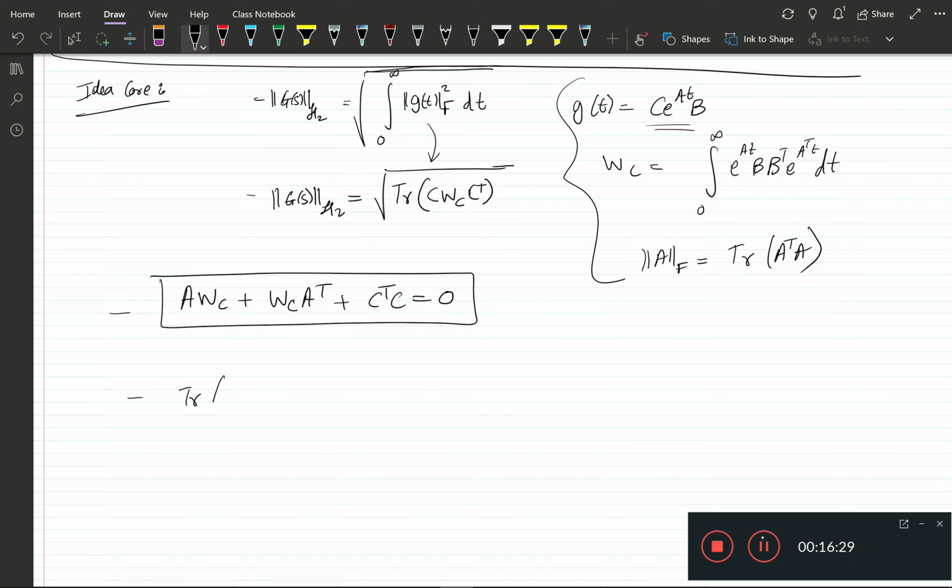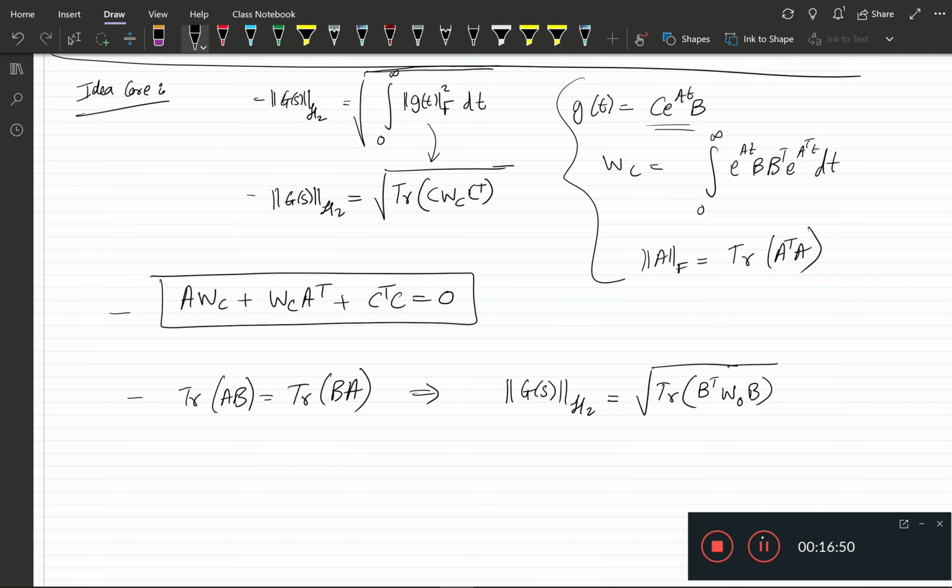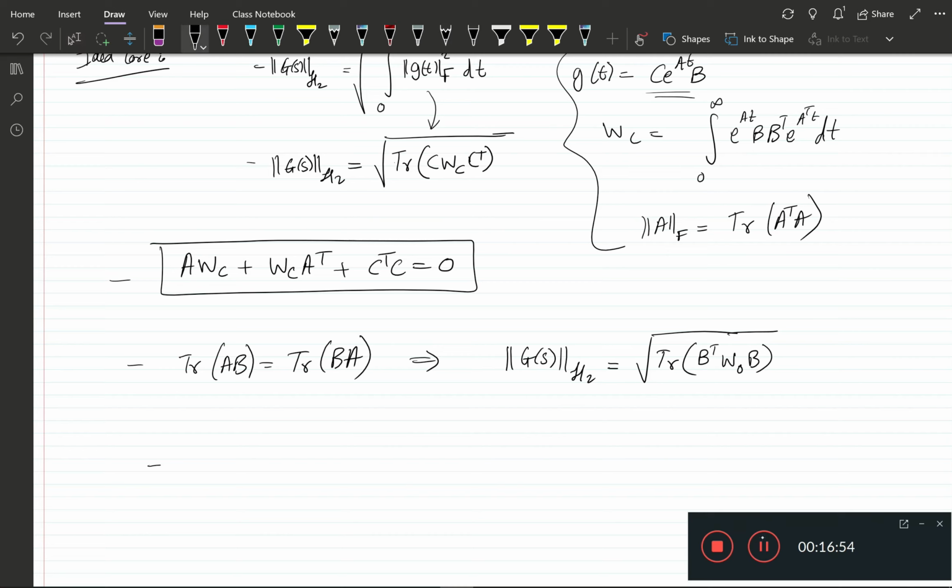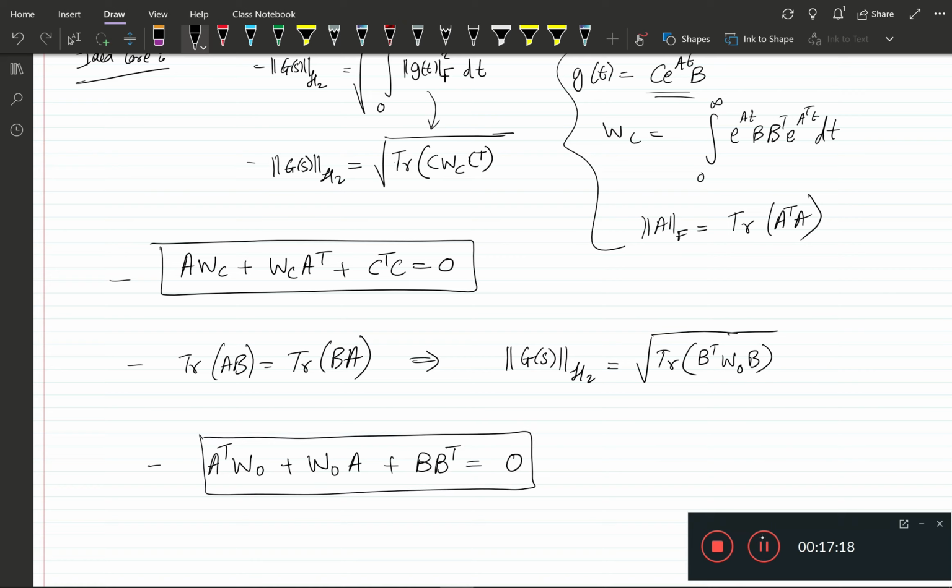Now we can very similarly do it the other way around, by using the property that trace of AB is trace of BA for square matrices, so that the H2 norm can be written in the form of the observability gramian as this, and the observability gramian can then be found as the unique solution to a different Lyapunov equation written here.